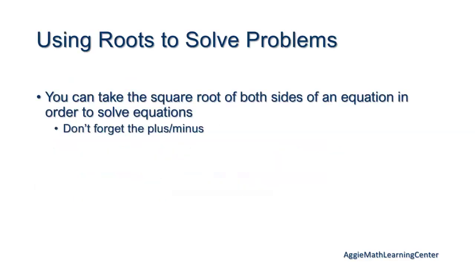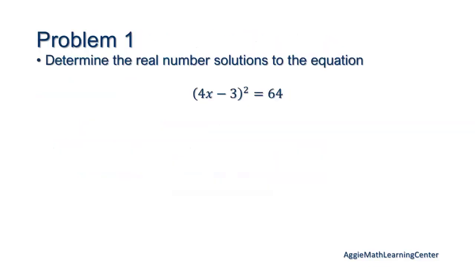Okay, so when we're doing this, we want to take the square root of both sides of an equation in order to solve the problem. And don't forget plus or minus, because anytime we take a square root, it means that we could get a positive or a negative, right? Feel good about that? Okay, we're going to go ahead and start working through this first problem here. Give you guys a second to look at it.